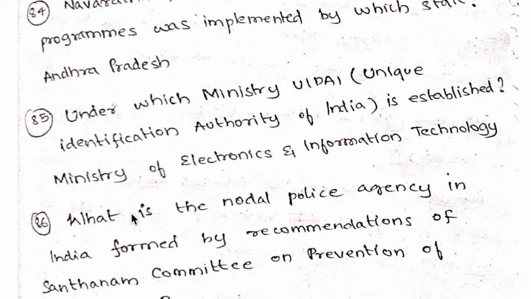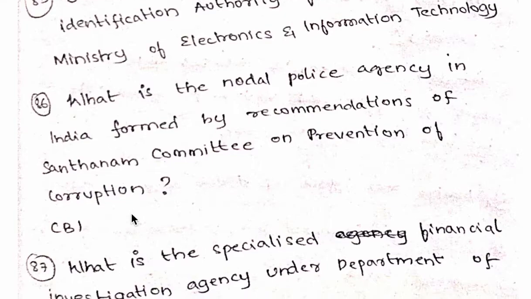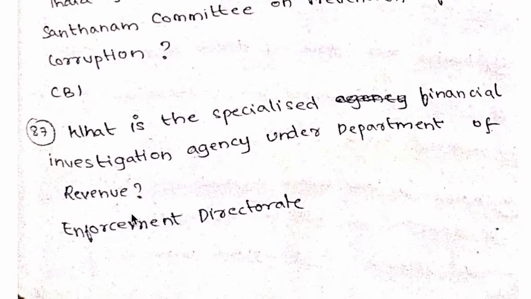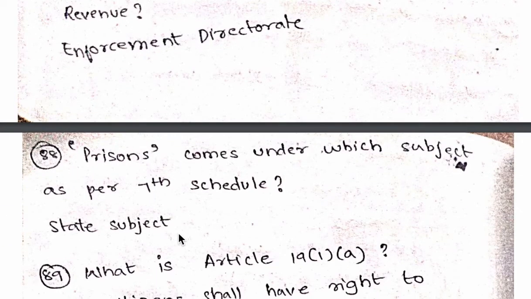85th question, under which ministry UIDAI, that is Unique Identification Authority of India, is established? It is established under Ministry of Electronics and Information Technology. 86th question, what is a nodal police agency in India formed by recommendations of Santhanam Committee on Prevention of Corruption? It is CBI. 87th question, what is the specialized financial investigation agency under the Department of Revenue? It is Enforcement Directorate.